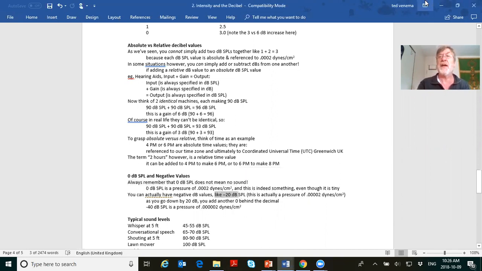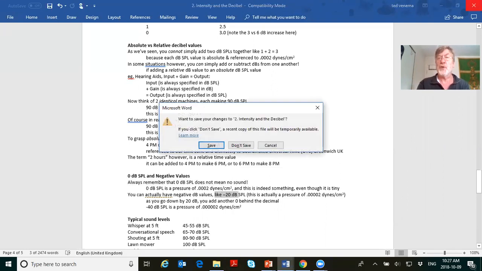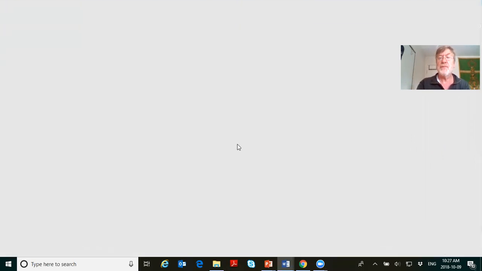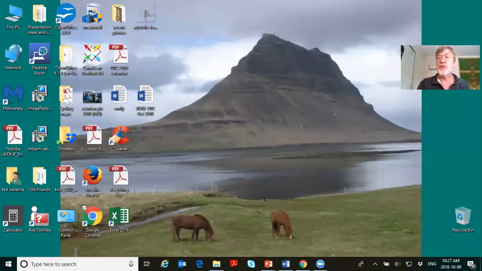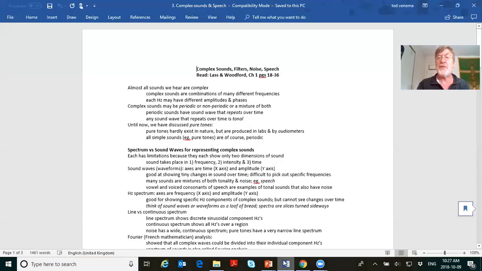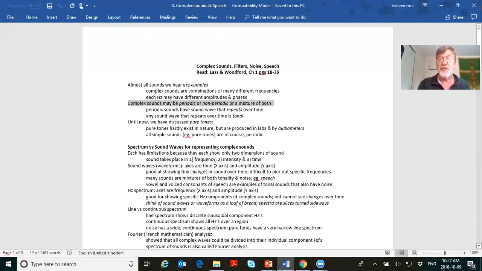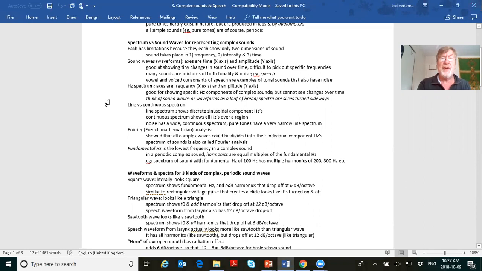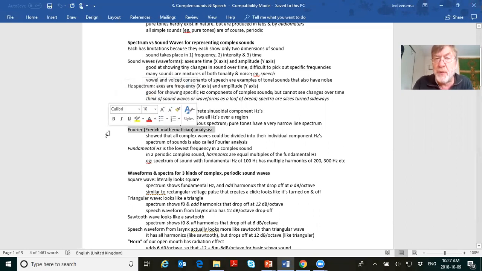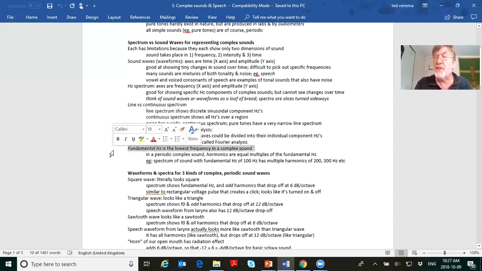Anyway, enough on that. I'll close that and go to our last unit, unit 3. Remember non-periodic versus periodic. Know what those definitions are. Know what the difference is between line versus continuous spectrum. Put a star by that. Know who Monsieur Fourier was. Know what a fundamental frequency is, the lowest frequency in a complex sound.